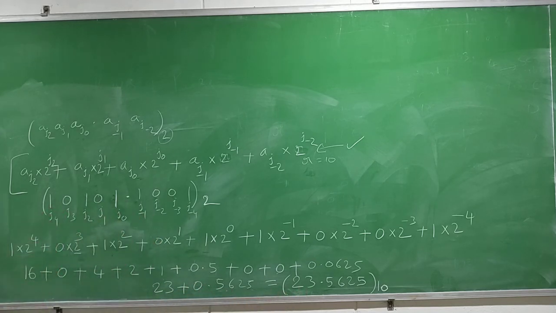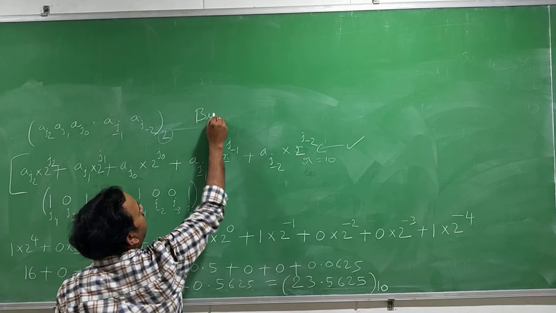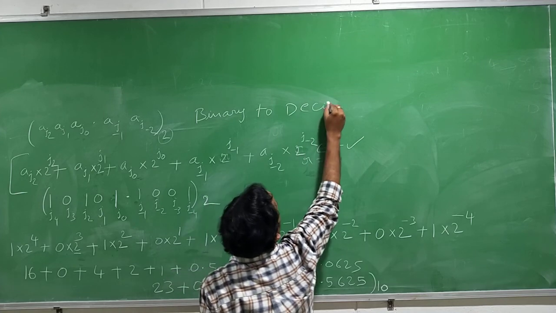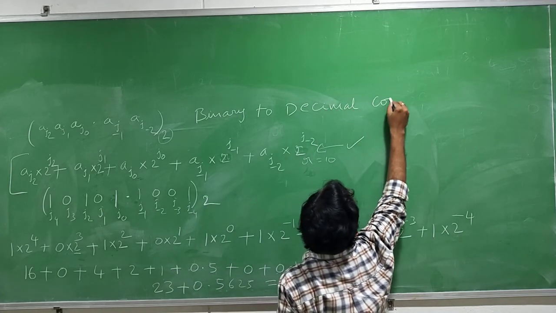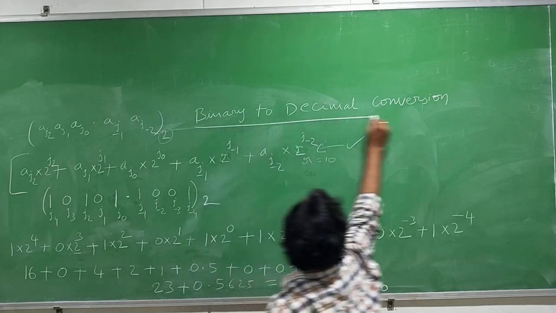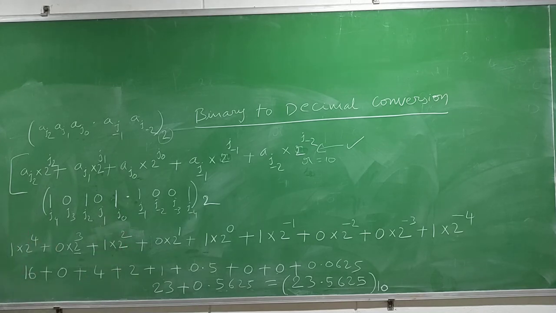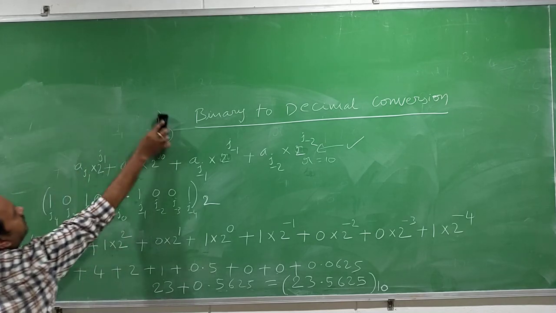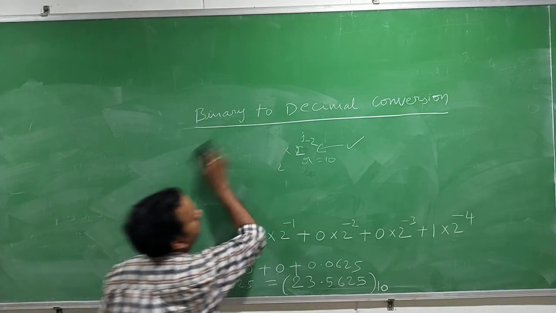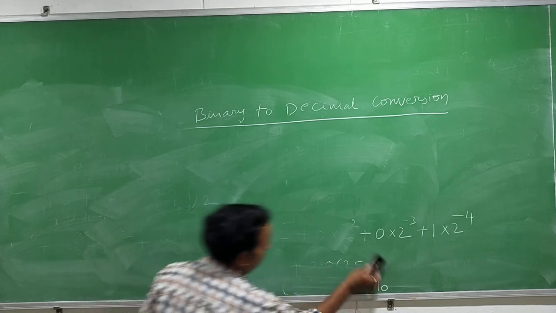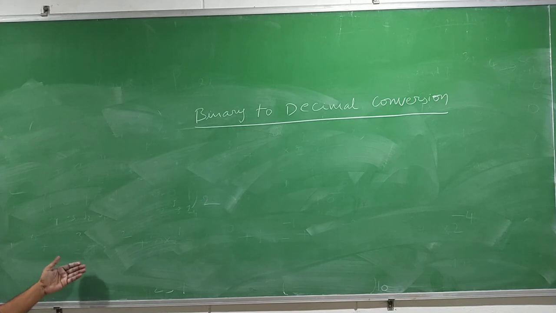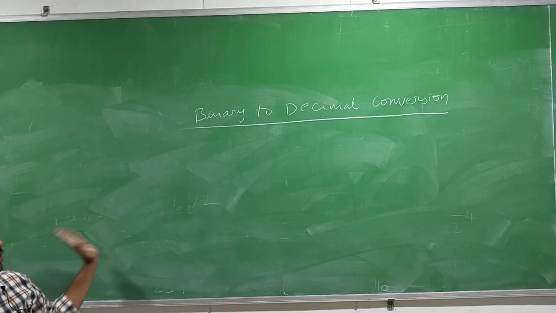You can call this binary to decimal conversion. Okay, binary to decimal conversion. This is very important. So for more clarity, we will see a derived expression. Already in a previous topic, we have written the decimal number and the equivalent binary number.